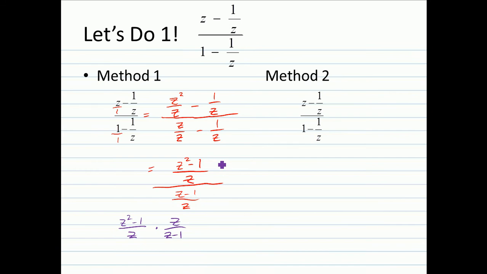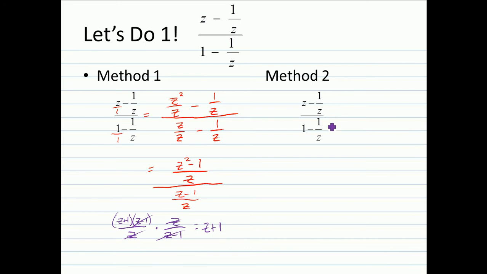Notice the z squared minus 1 is a difference of perfect squares. So I can actually rewrite z squared minus 1 as z plus 1 times z minus 1. The z minus 1's cancel, the z's cancel. All I'm left with is z plus 1. See if it'll work with the second method.